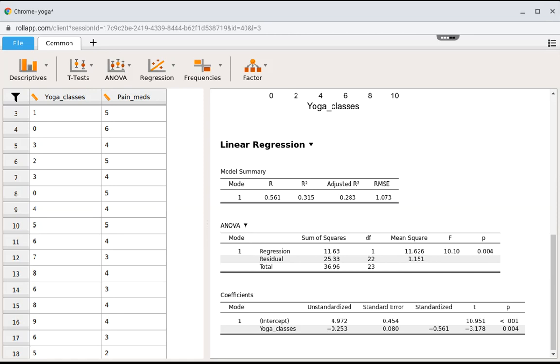I might also ask, hey, my friend Joe goes to yoga 10 times a week. What do we predict Joe's pain med use to be? And so then you would plug in 10 for the x in that equation. So it would be negative 0.253 times 10 plus 4.972. So that would end up being 4.972 minus 2.53. So this would be information that we could use to make predictions for future people.